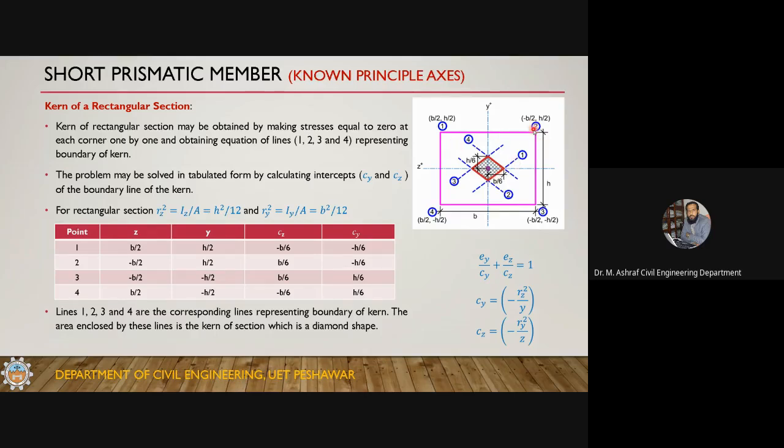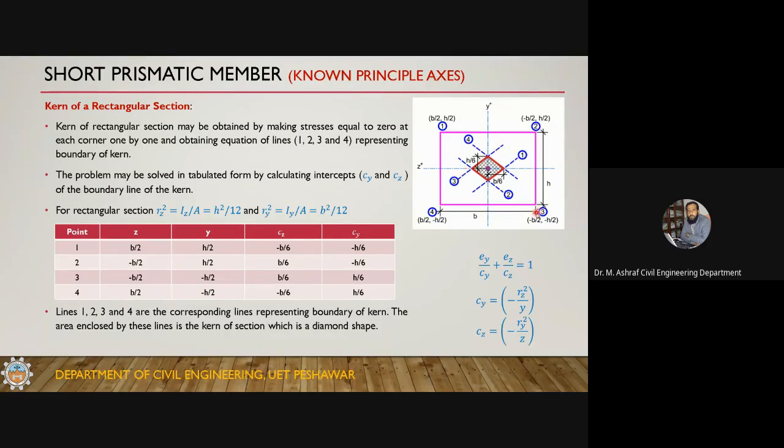Similarly for point number 2, these are the coordinates. If you plug in this value in this expression, you will get Cz and Cy: P by 6 and H by 6 for point number 2, minus plus B by 6 and minus H by 6. If you just join these two, you will get line number 2. So the kern is on this side of this line.